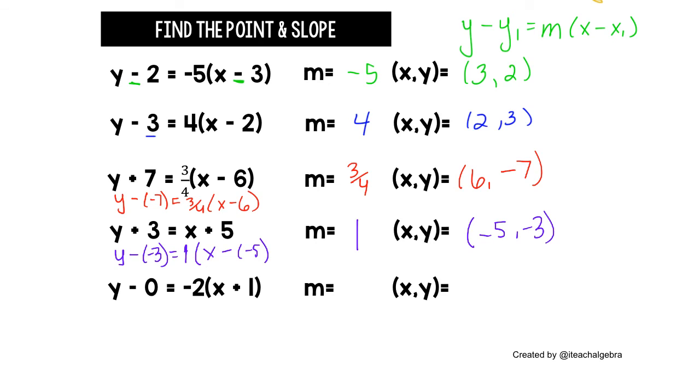Y minus 0 equals -2 times x plus 1. So our slope's -2. You can rewrite x plus 1 as x minus -1, or you could just remember that the signs are opposite. And our point's -1, 0.